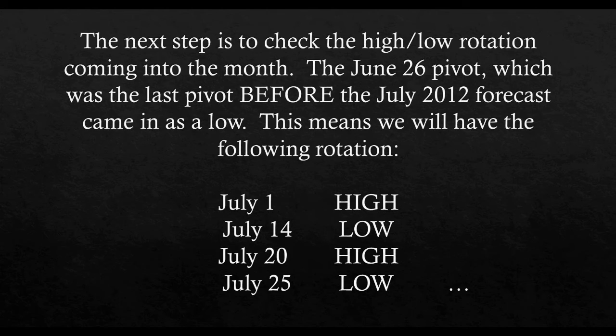The next step is to check the high-low rotation coming into the month. The June 26 pivot, which was the last pivot before the July 2012 forecast, came in as a low. This means we will have the following rotation: high, low, high, low. Now, if that June 26 pivot would have been a high, then this would have been reverse rotation: low, high, you see. So let's go take a look at the Euro US dollar for July 2012 and see how this plays out. Oh, by the way, write down these dates to make sure you have them, and we'll go take a look at it.